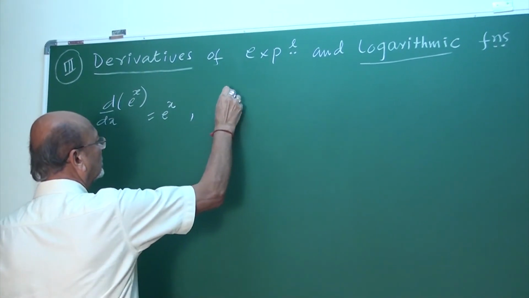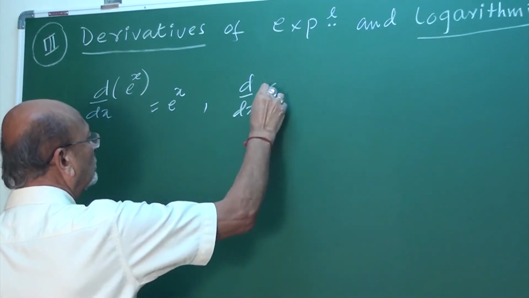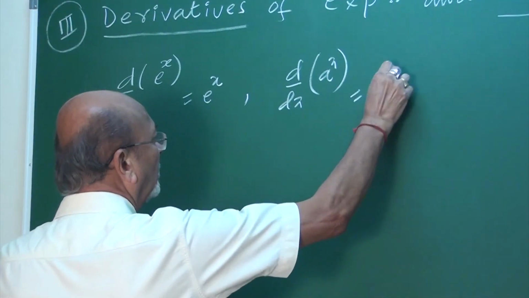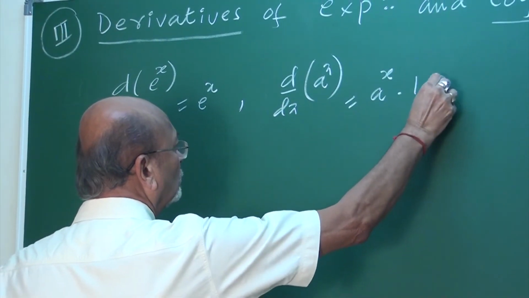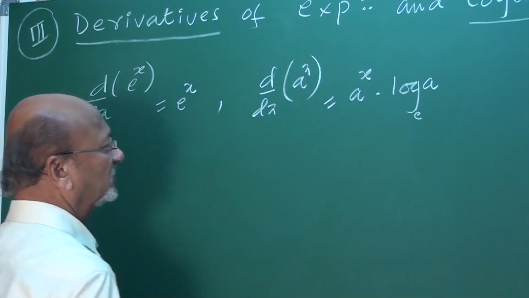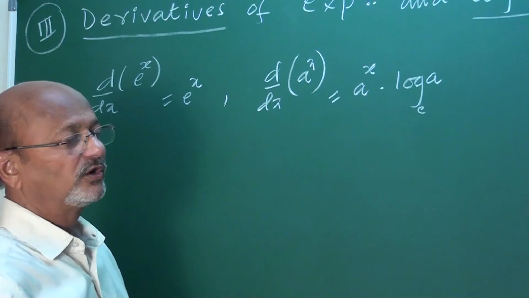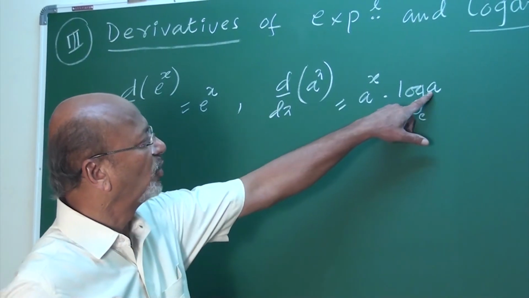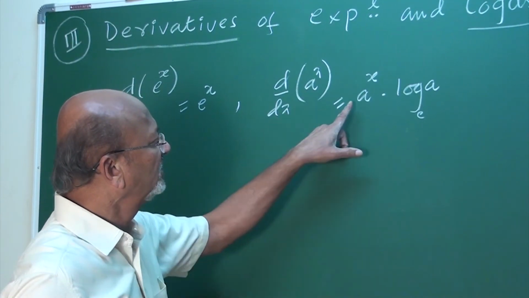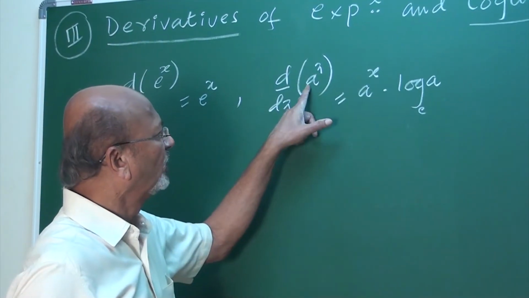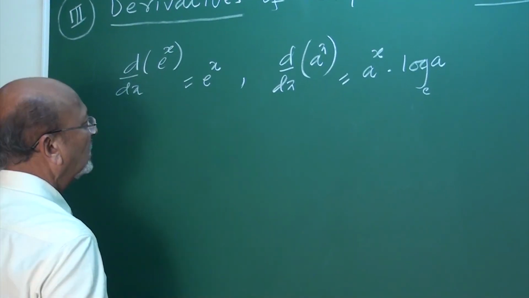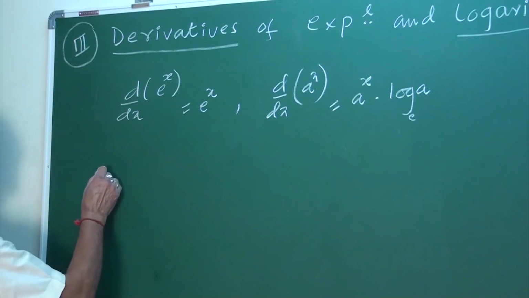What is second? Derivative of a to the power x is a to the power x into log a. It is understood that log is to base e. Yes. How to remember a log a? If it is 3 here, then 3 log 3; 5 log 5, like that.